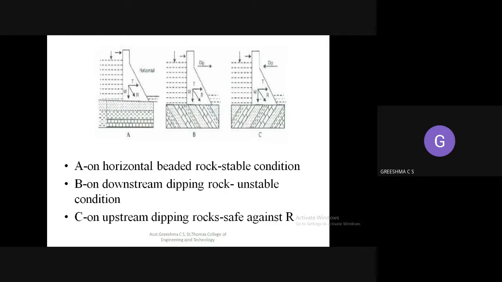First one, in this picture they have shown the rock as stratified rock. It is a stratified rock. So here is a horizontal bedding and this is a stable condition. See, here the dip and strike are not causing any kind of damage. Everything is in a safe situation. Because it is horizontal, it's okay.